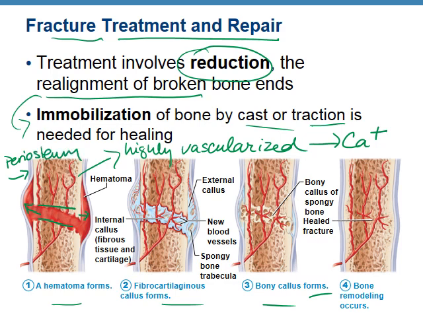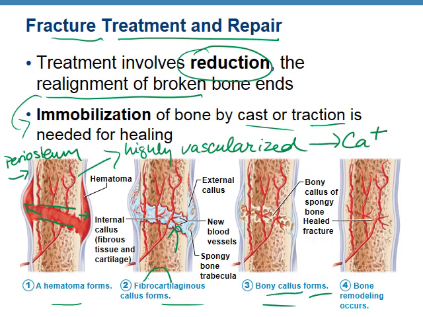Once the hematoma forms, you're now going to have the repair process starting, and you're going to see fibrocartilage. Remember, cartilage is what gets ossified and turned into bone, so we have to lay the foundation with the cartilage. We also have to make more collagen. So remember, we have fibroblasts in connective tissue, which would help generate collagen fibers.